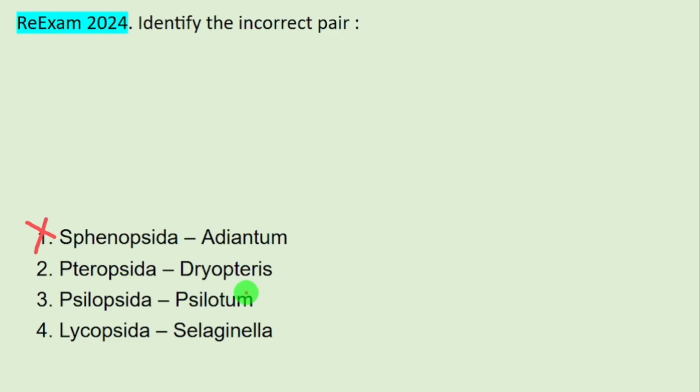Pteropsida, Bryopteris, and the other two members are Adiantum and Pteris. Then Coelopsida has one member, Coelotum. Lycopsida has Selaginella and Lycopodium. So first one is the answer of this question. So see how important are examples.